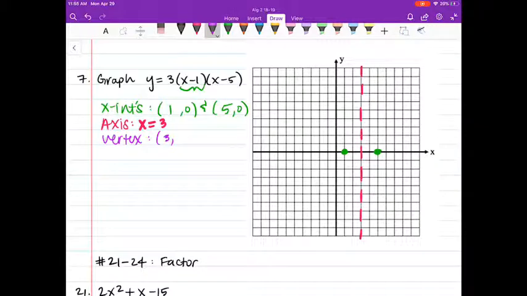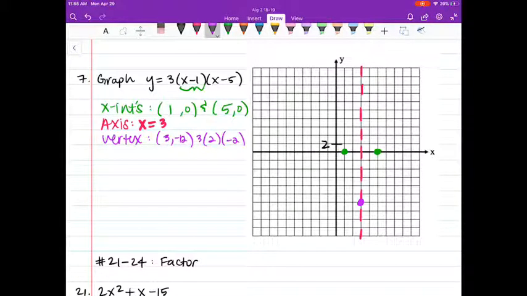And then to find our vertex, we need to go ahead and plug in x equals 3 for an x-coordinate. So we've got 3 times (3 minus 1) is 2, and (3 minus 5) is -2. Multiplication, we just work left to right. 3 times 2, we get 6, times -2 is -12. We get to count by 2's again. Moving down 12, 2, 4, 6, 8, 10, 12 takes us right here.